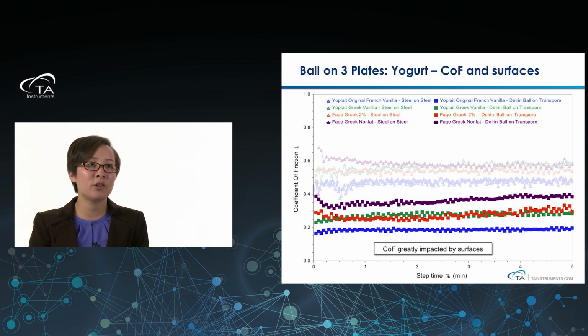So we had the Fage Greek non-fat with the highest coefficient of friction, original French vanilla had the lowest, while the Yoplait Greek vanilla and the Fage Greek 2% had similar coefficients of friction in the middle. But again, you could see here that the coefficient of friction is greatly impacted by the difference of the surfaces.